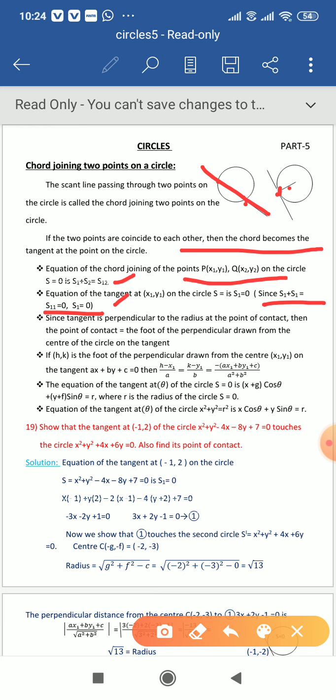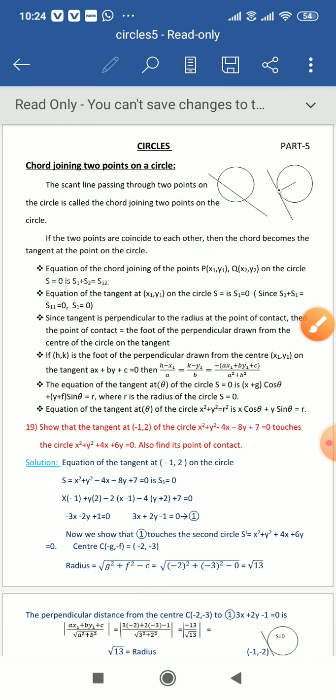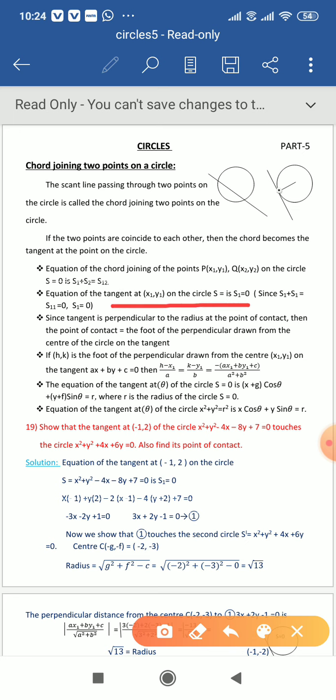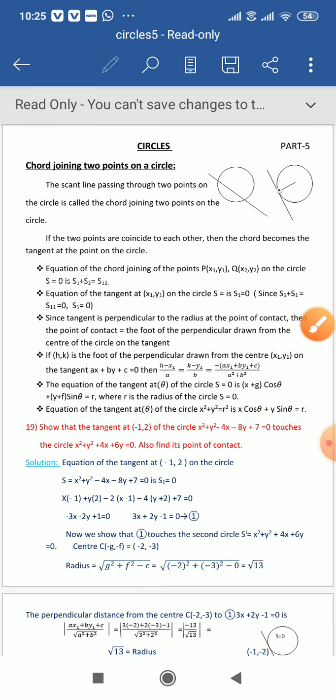Therefore, the equation of the tangent at x1, y1 on the circle S equal to 0 is S1 equal to 0. This is very important. That means if the point x1, y1 is on the circle like this, the equation of this tangent at x1, y1 to this circle is S1 equal to 0.